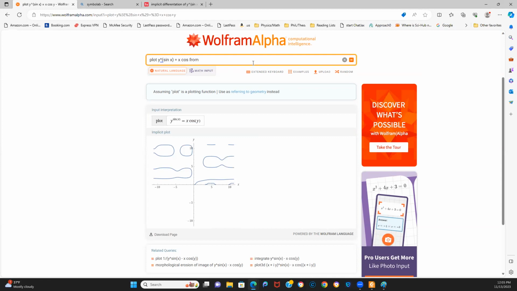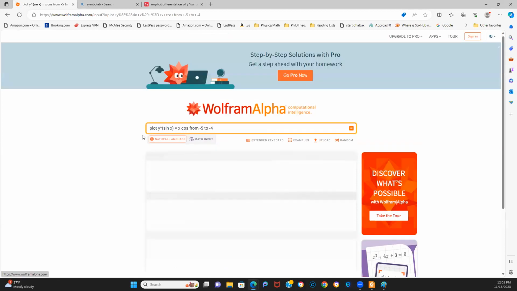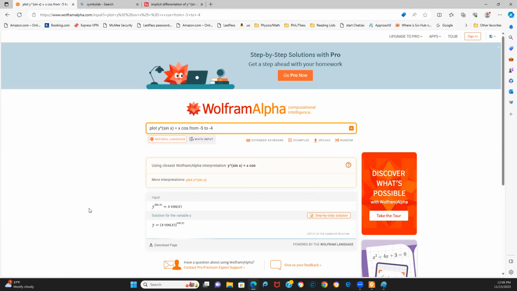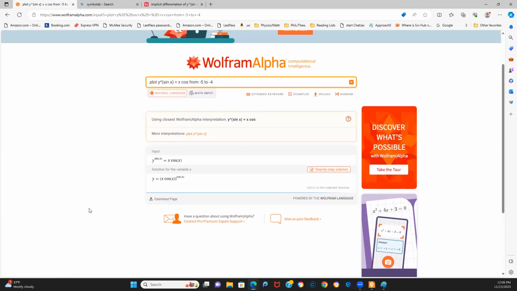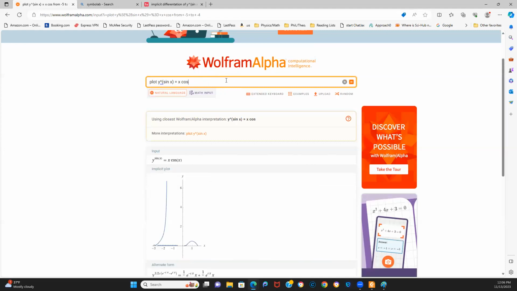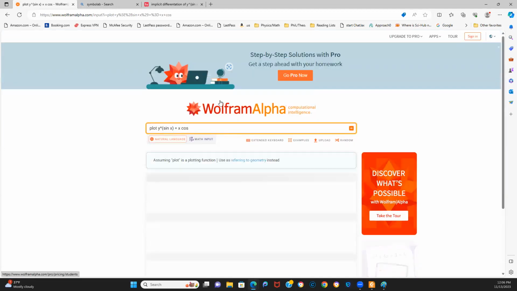So we want to say maybe x is from negative 5 to negative 4. I don't know if this will work actually, if it will let us plot on that small interval. Yeah, I don't think it knows what I mean. That's all right. Let's go back to the original graph. Oh wait, I think it did work actually.